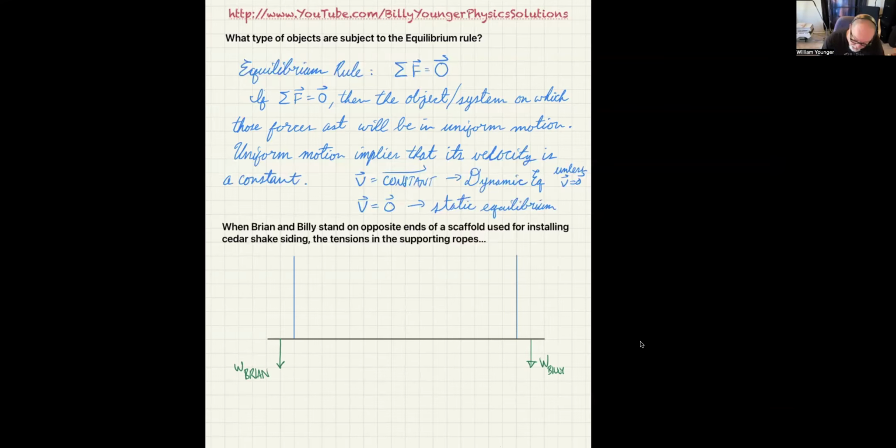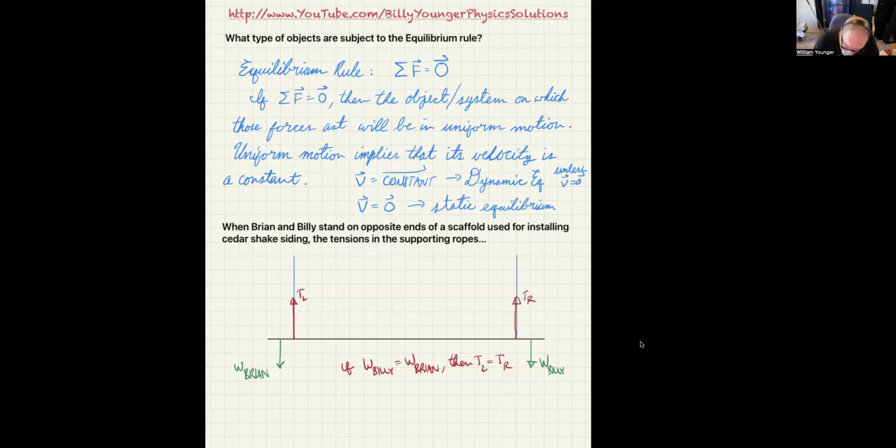So the tensions in the rope, T left and T right, would be equal. If W Billy equals W Brian, then T left will equal T right.